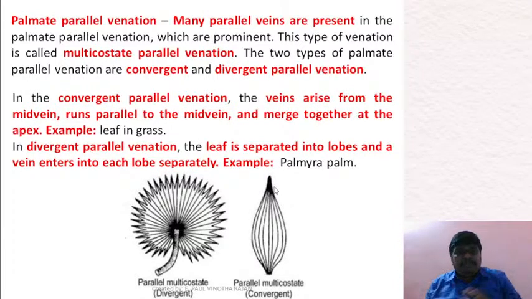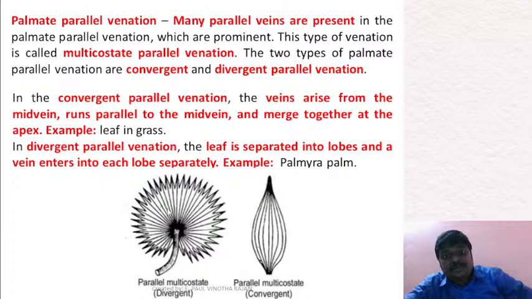The divergent parallel venation, the leaves are separated by many lobes. Palmyra leaf, many lobes. And each vein enters into the lobe. You can see that these are all each veins. But they are not midribs, they are all veins. This is the midrib. This is called divergent parallel venations.